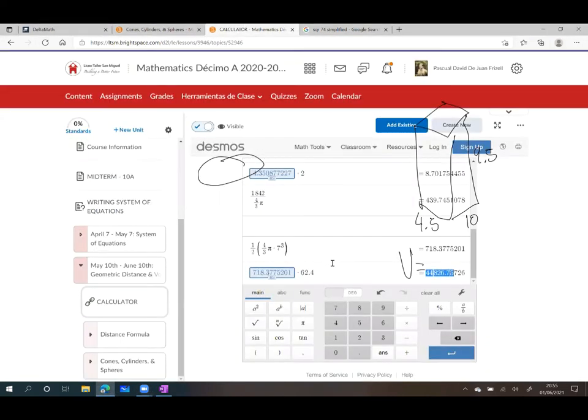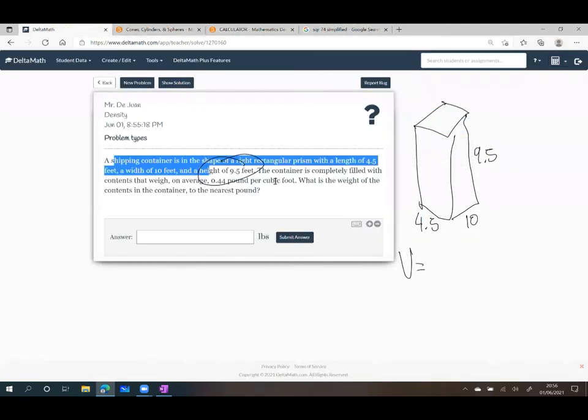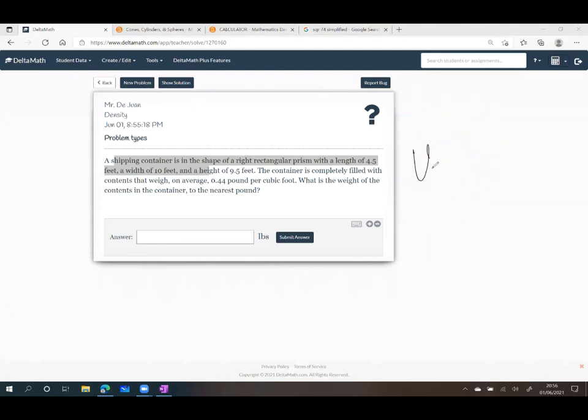So we can go to the calculator, type in the multiplication, 4.5 times 10 times 9.5, and there is the volume, 427.5. So we know that the volume is 427.5. What else do we know about this? Well, the volume is equal to 427.5.